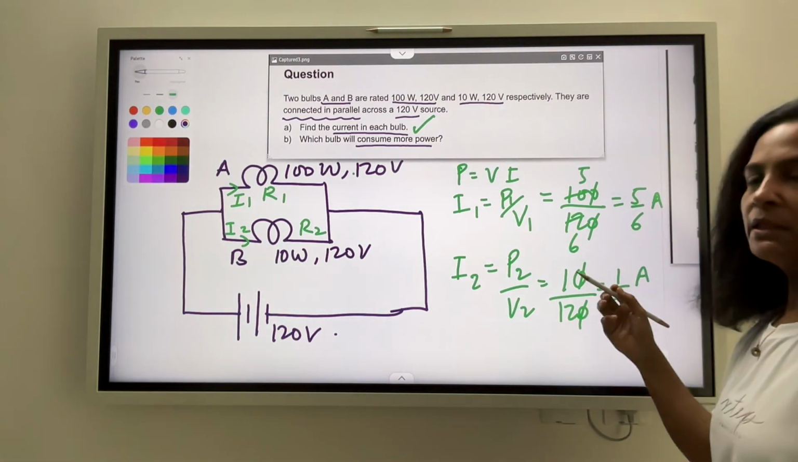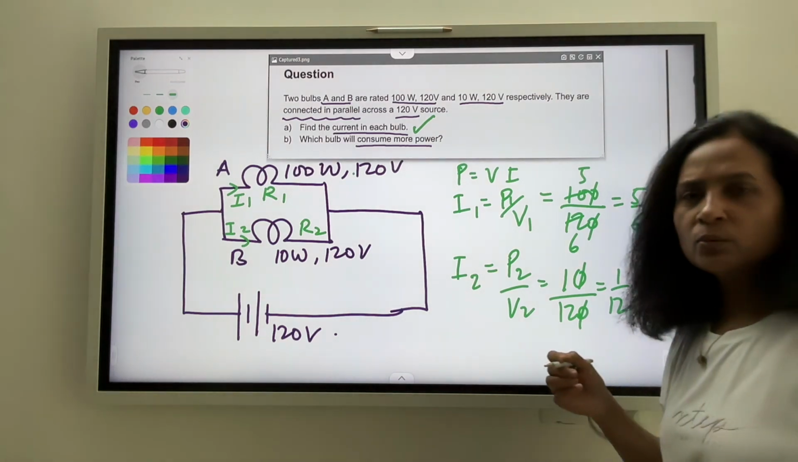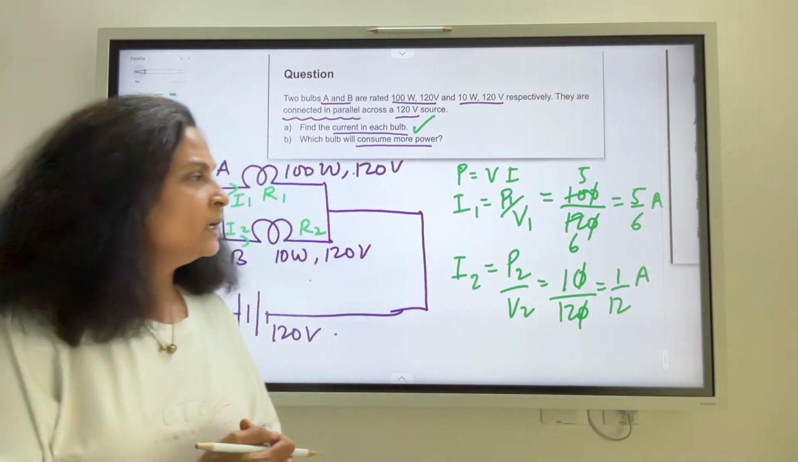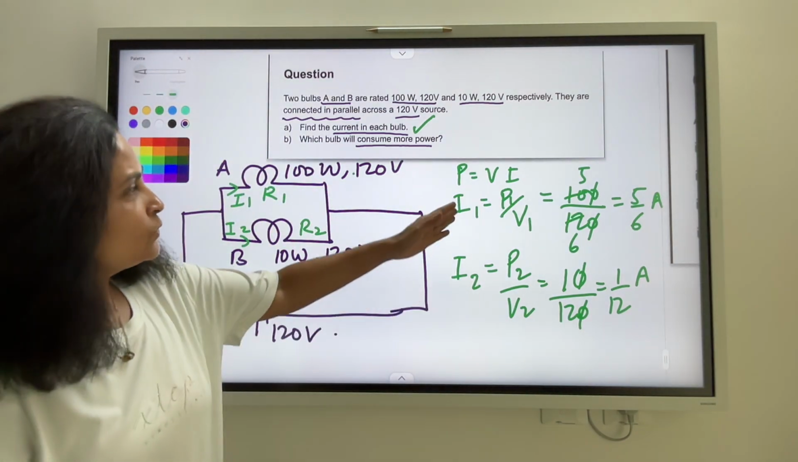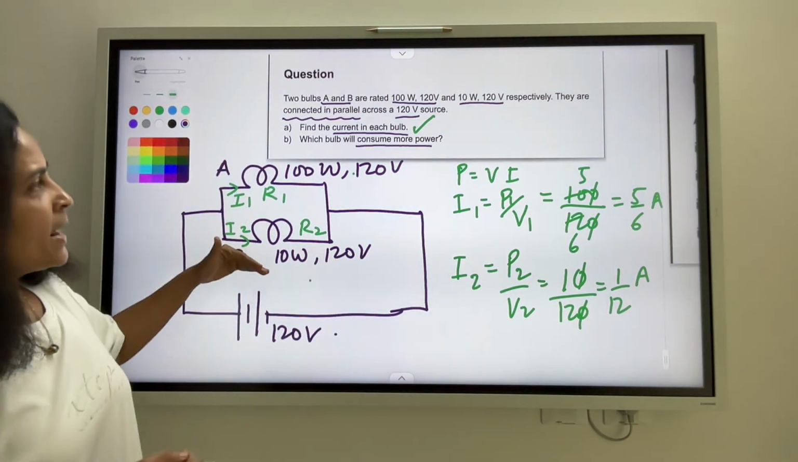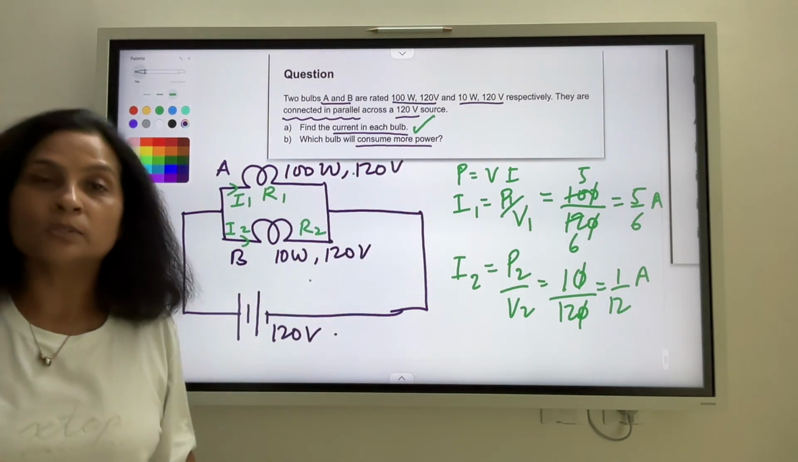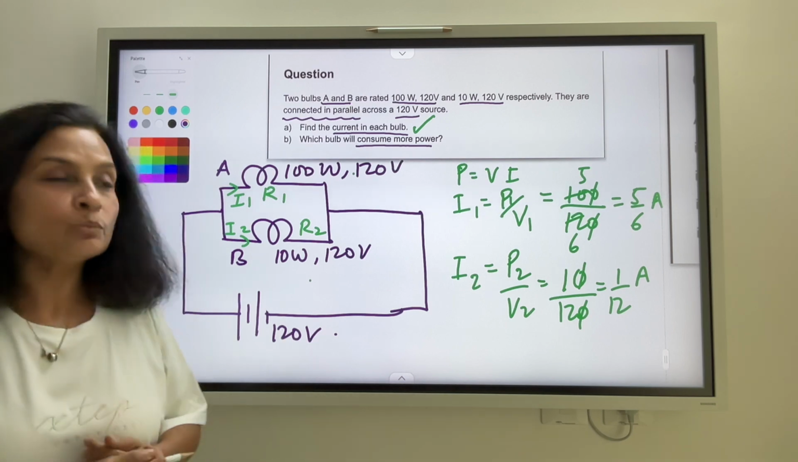I could convert it into decimals if I want to, or I could leave my answer in fractions. Of course, it has to be correct. Now, these were the currents through A and B. Now what do I have to find out? Which bulb will consume more power? Now which bulb is going to consume more power?